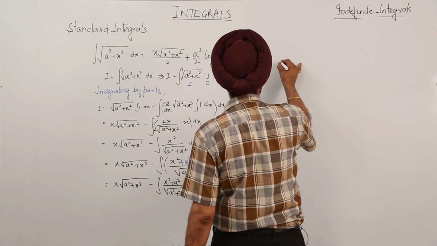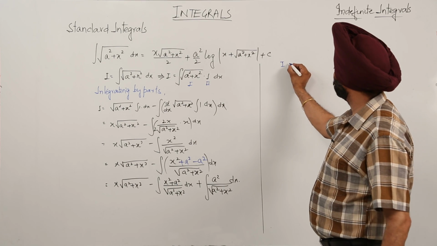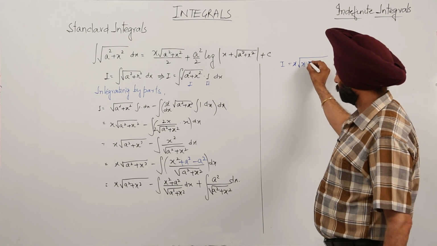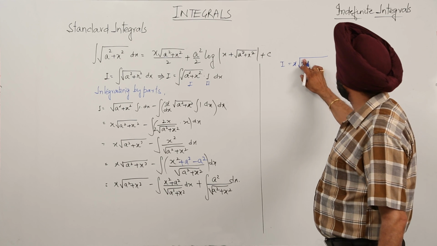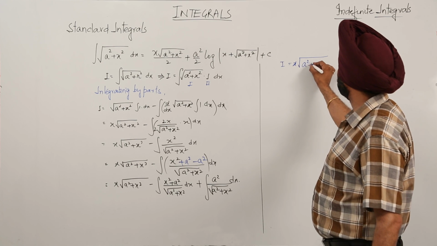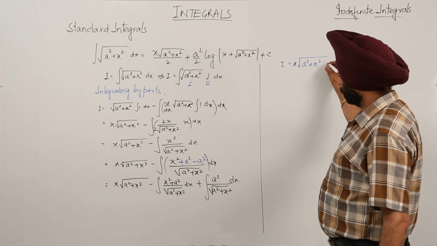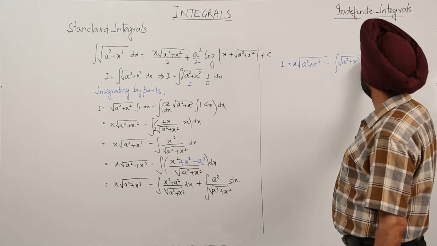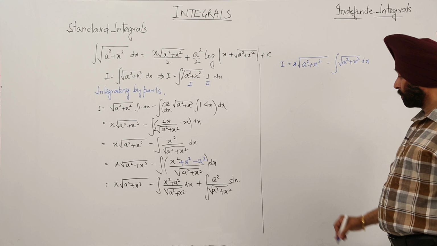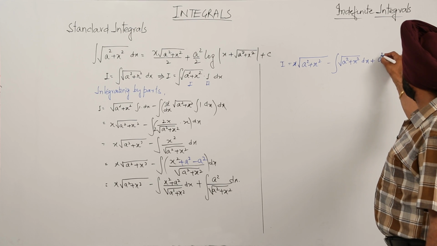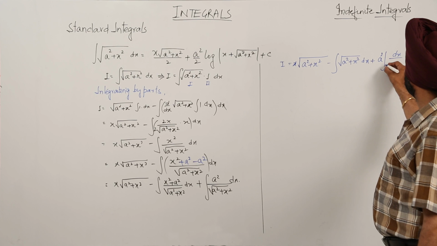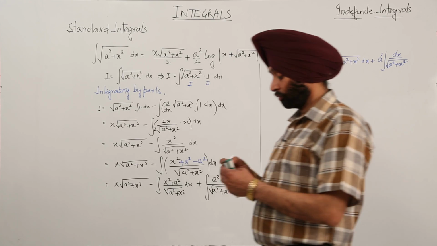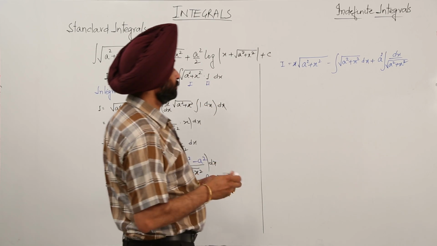Now this becomes I is equal to x square root of a square plus x square, or we can write it as a square plus x square, one and the same thing because both are positive, minus integration of square root of a square plus x square dx, okay, plus a square integration of dx upon under the root a square plus x square. Is it clear?